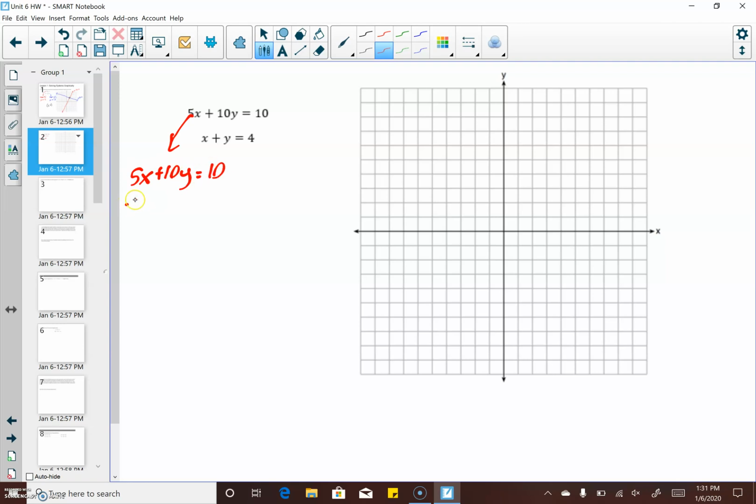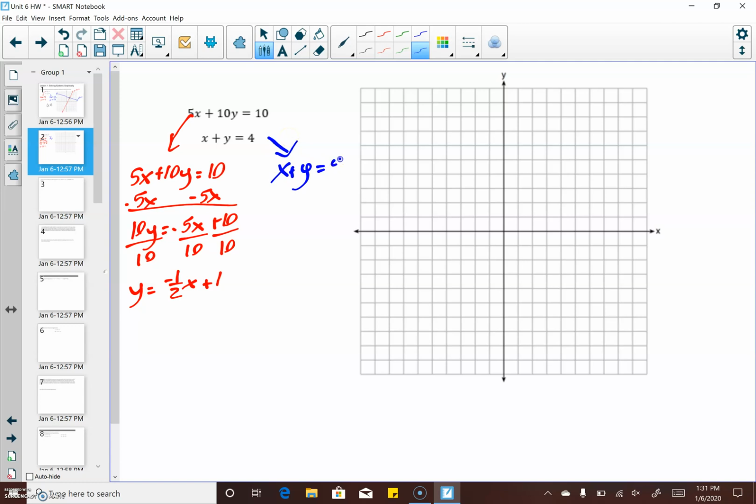So I'll take the top one and I'll start by subtracting 5x from both sides. 10y equals negative 5x plus 10. I'll divide everything by 10. And I'm going to get y equals negative 1/2 x plus 1. So there's going to be my first equation. Second one is fairly simple. All we have to do is subtract the x on both sides. And we get y equals negative x plus 4.